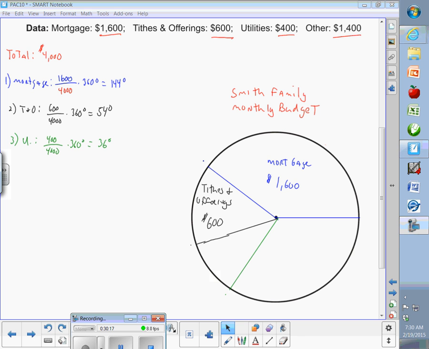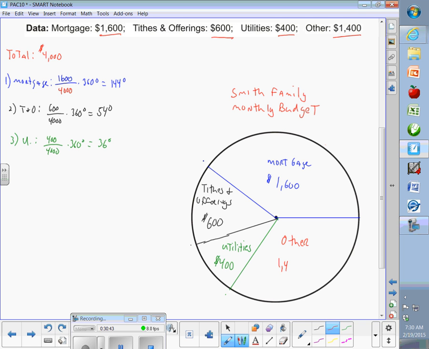So let's finish up. Let me grab my green. All right, and this slice of pie was utilities. Again, write that in nicely. Utilities, what was the amount? $400. And then our last slice of pie is what's left, and this is other. All the other aspects of your budget, savings, etc. Items that you have to budget money for monthly and set aside. Groceries, all those things, $1,400. And there's your pie chart.